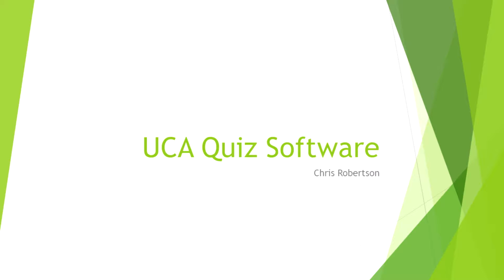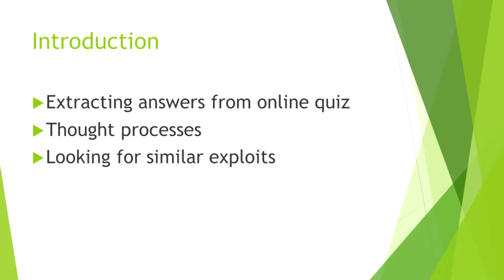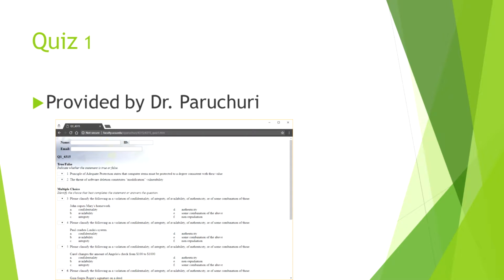Hello, I'm Chris Robertson. I'm going to go over how I acquired answers from the insecure quiz software that we use at UCA. I'll be going over some of my thought processes and describing how they can be used to look for similar exploits in different situations. I will specifically be using Quiz 1, which was given by Dr. Paruchuri in the Information Security class at UCA.